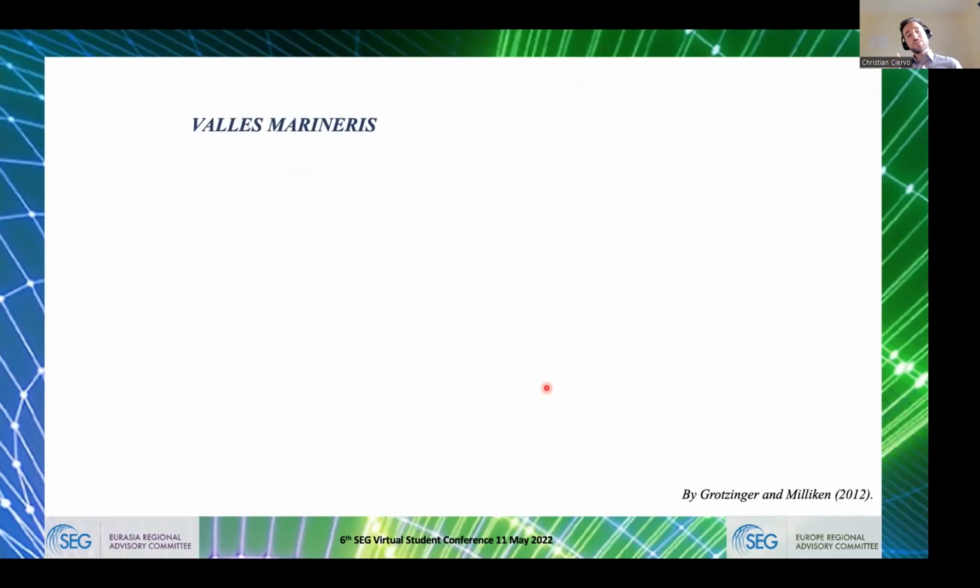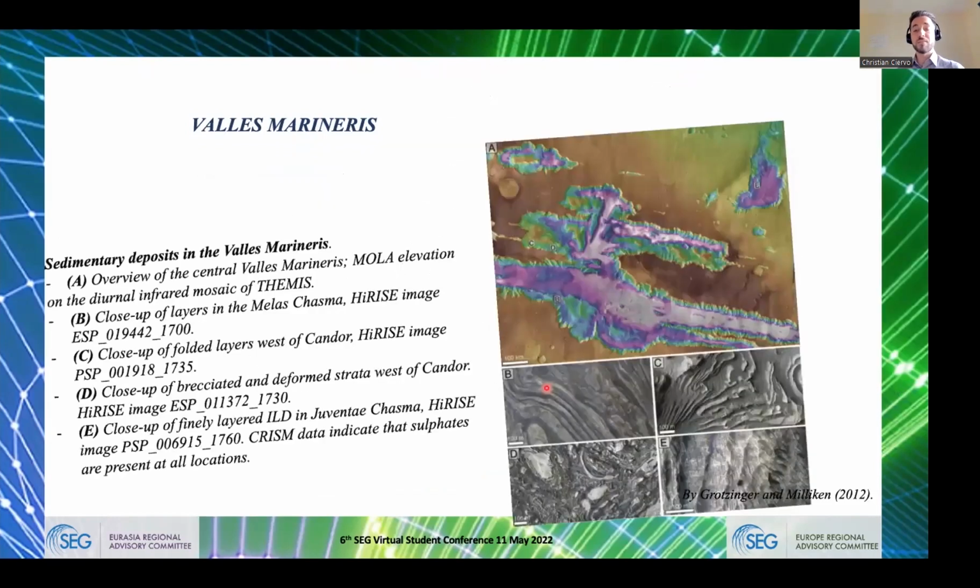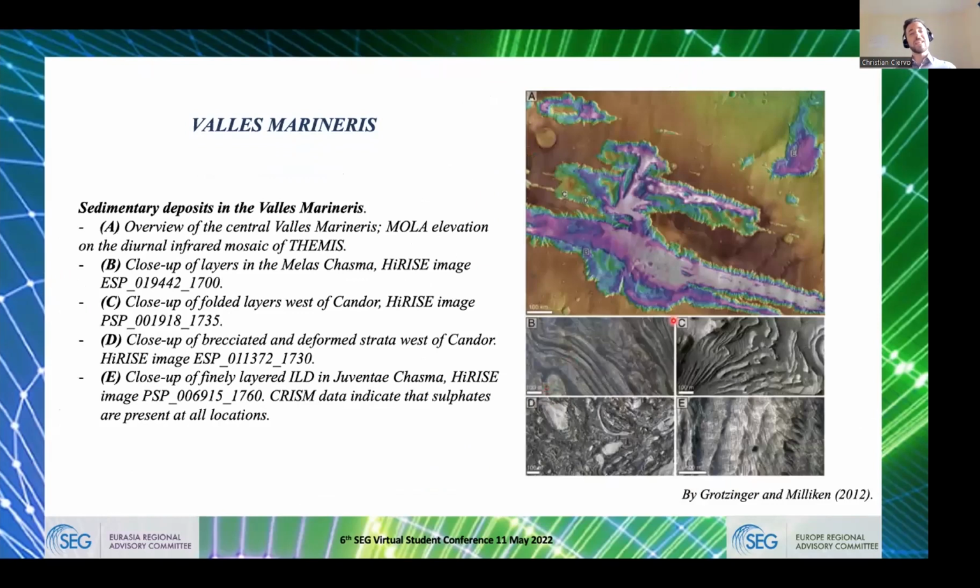Mars has a lot of differences and similarities with planet Earth. Let's see one of the most important morphologies on the planet. I'm talking about Valles Marineris. Valles Marineris is a canyon system. It was formed in an extensional regime. As we can see, it is 4,000 kilometers long, like the length from the west coast of the United States to the east coast of the United States, 200 kilometers wide and 7 kilometers deep.